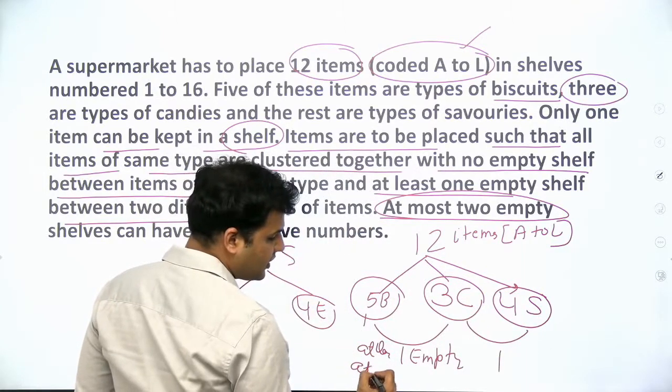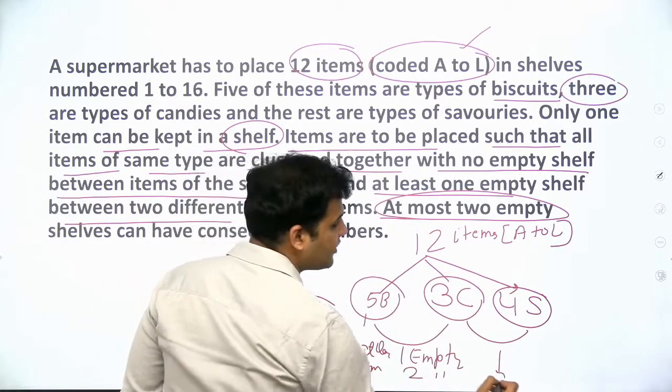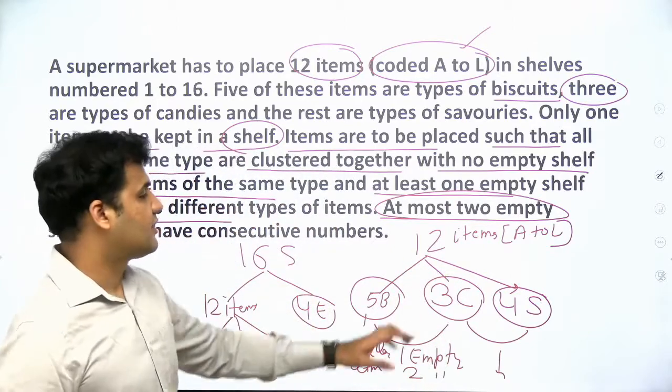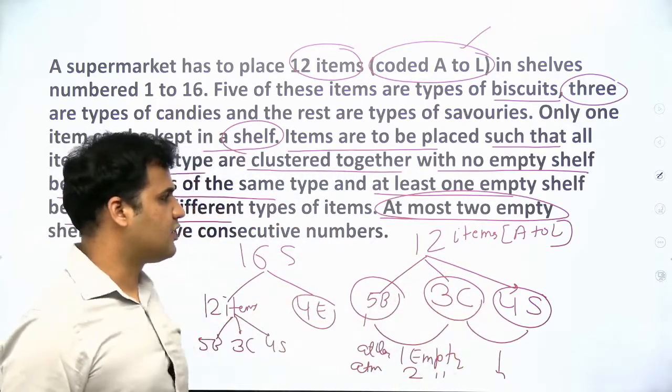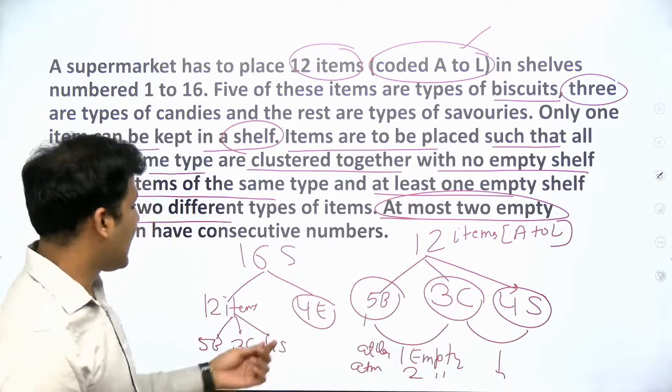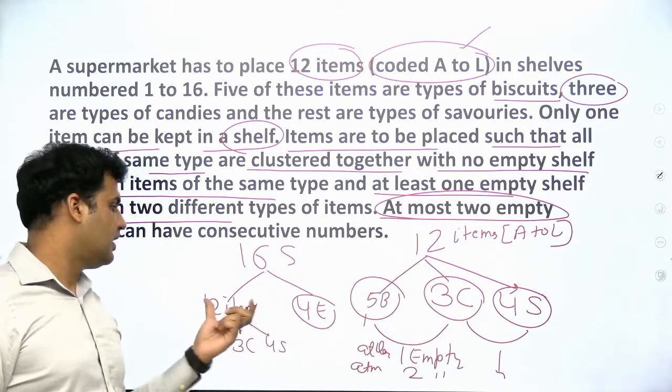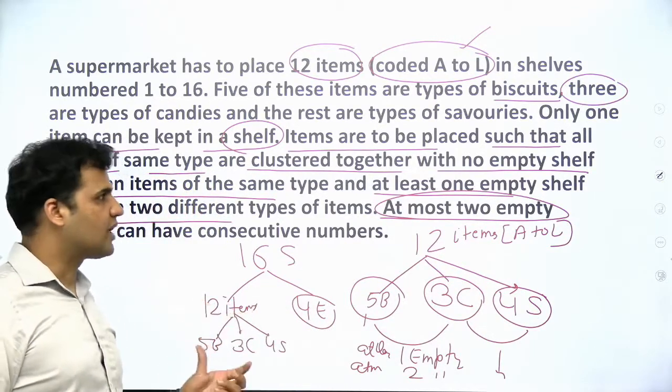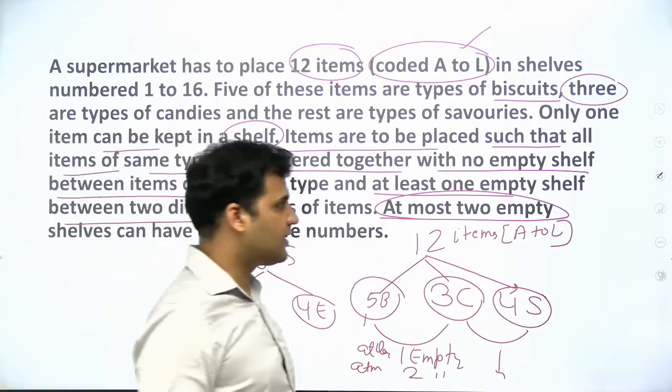And at most you can have two empty shelves between biscuit candies or candies or savories or biscuit or savories, in whatever way you are arranging. There has to be 4 empty shelves in total. 12 items are supposed to be placed on 16 shelves. So this is the information of the first paragraph.